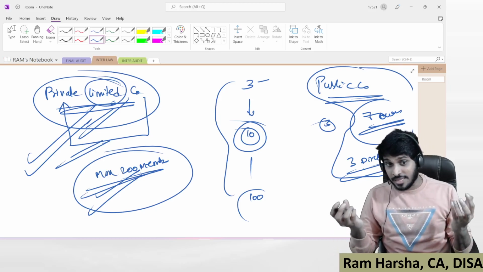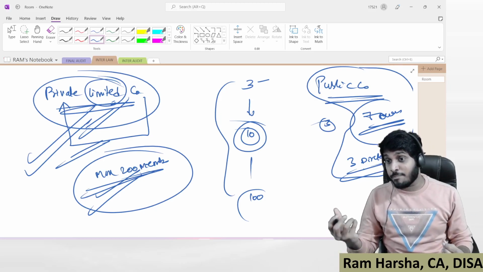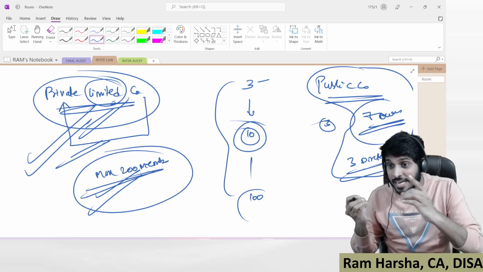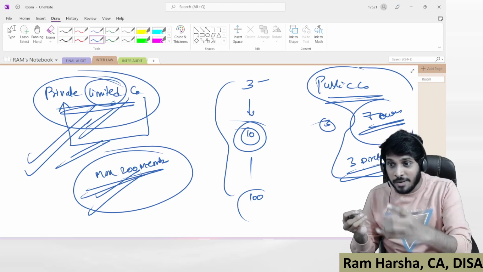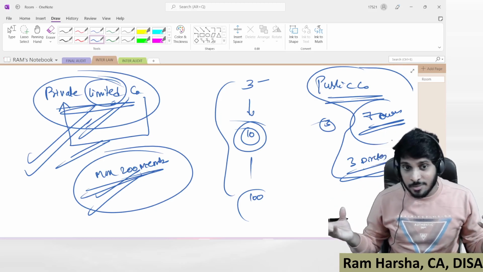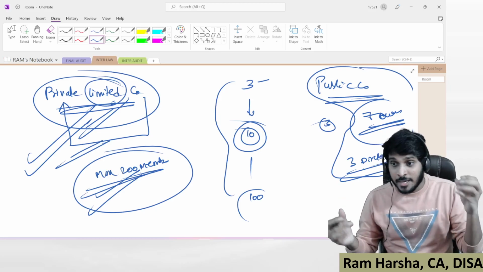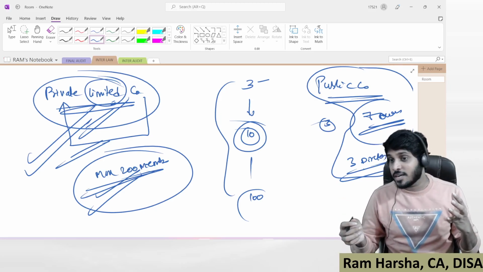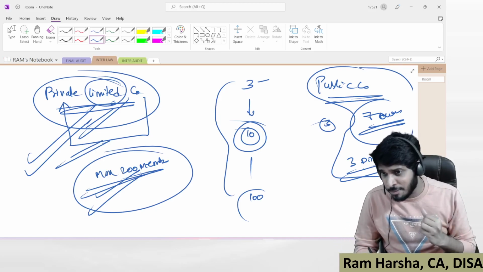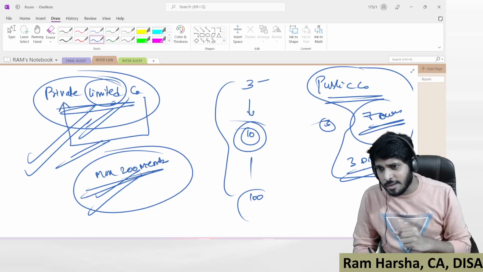Public company means what? Very simple. The affairs of this company are public. Anyone from the general public, like you and me, can become owner. Reliance Industries Limited is a public company. Tata Consultancy Services is a public company. Tata Motors is a public company. ITC is a public company. PPCL is a public company. These are all public companies.